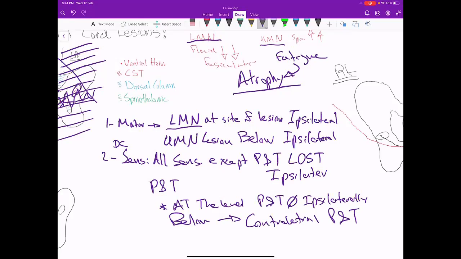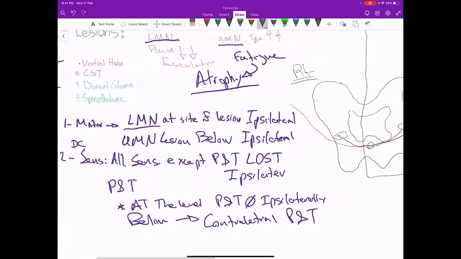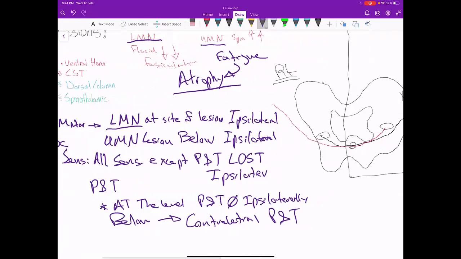Doctor, I have a question. Why isn't there a bilateral loss at the level of the lesion? Okay, because every spinal segment that comes out, especially from the spinothalamic tract, it actually has to go down one spinal segment before it relays.